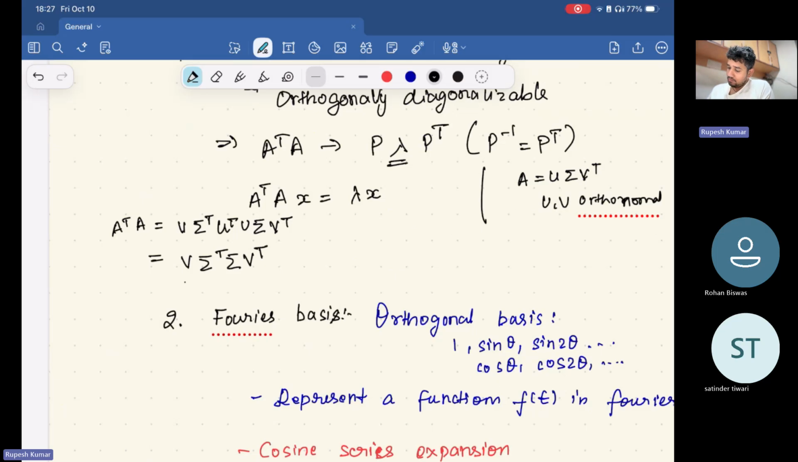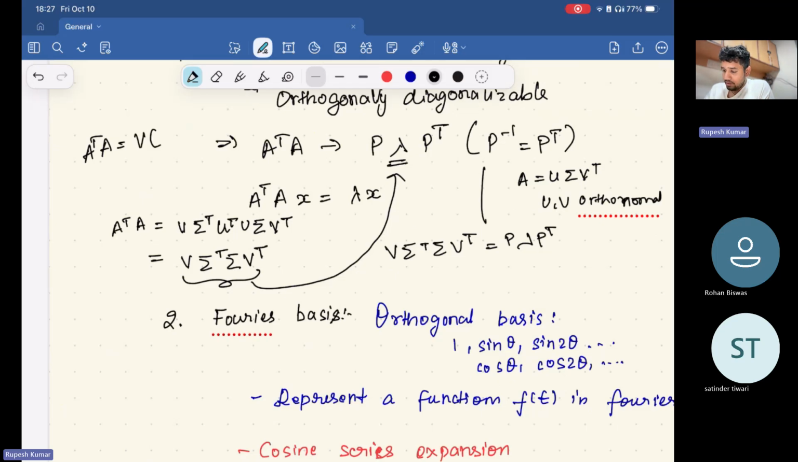Now, can you observe a matching pattern between these two? It says that V sigma transpose sigma V transpose equals P lambda P transpose. If I am able to write a matrix, A transpose A, as some matrix, then some diagonal matrix, and then its inverse, then we can say that this is an eigenvalue decomposition.